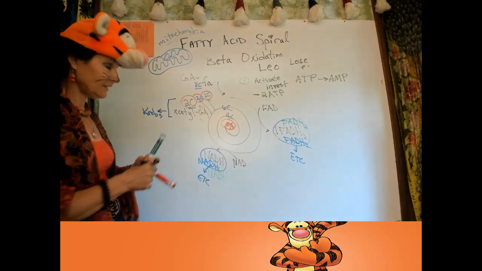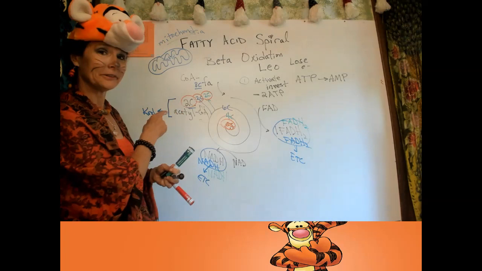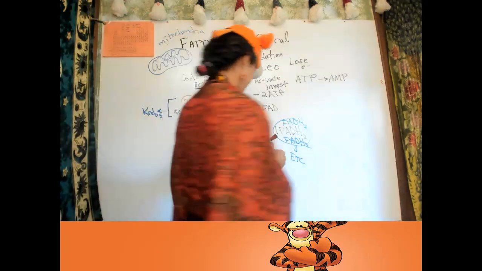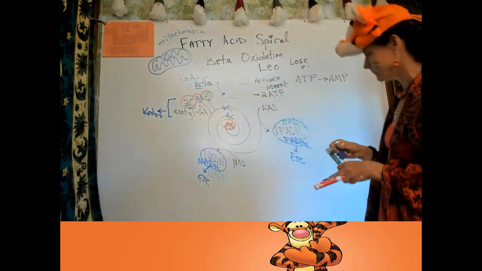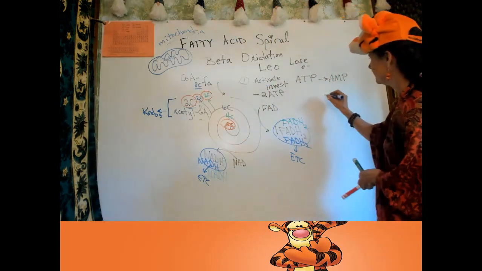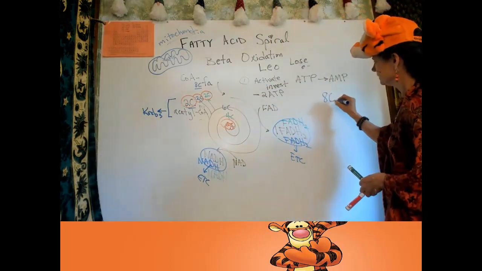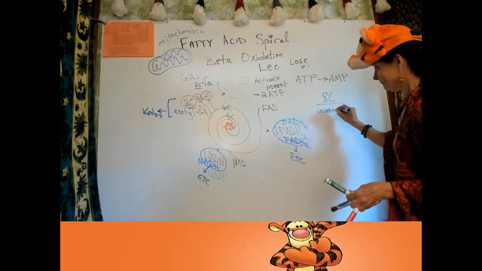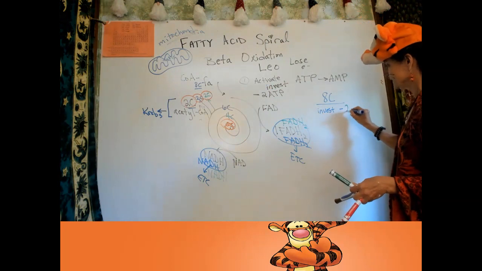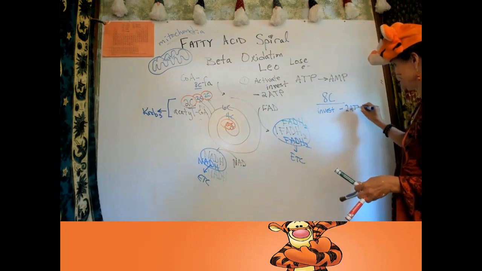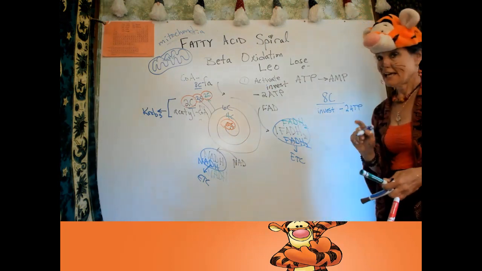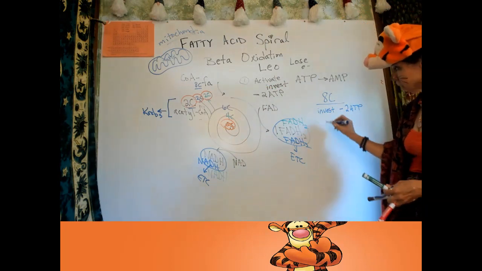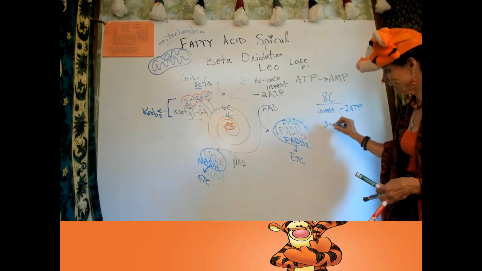You ready? We're going to do it for a bigger one. Let's do 12 carbons, or we can do it for the 8 carbon. We'll do it for 8 carbons. So first you have to invest. We invest negative 2 ATPs. And then we get how many FADH2s out? Well, we got 3 FADH2s.